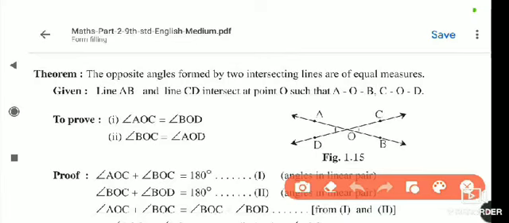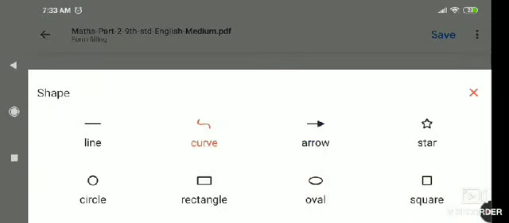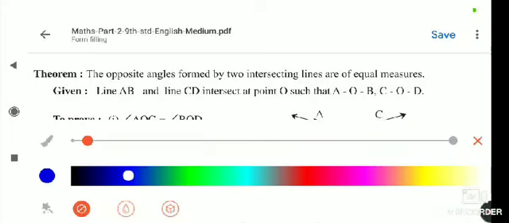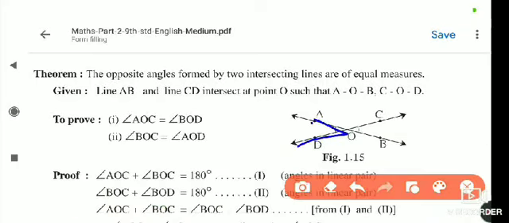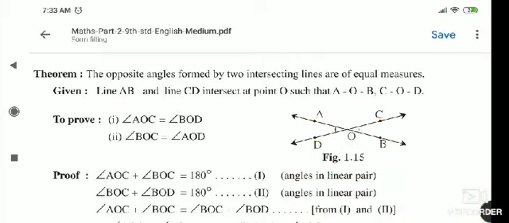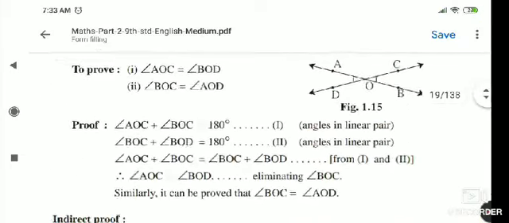So we have to show that these opposite angles are congruent, that angle AOD is congruent to angle COB. That we have to prove. Otherwise, AOC is congruent to DOC. For that, we have to use simple logic. And what is the logic?